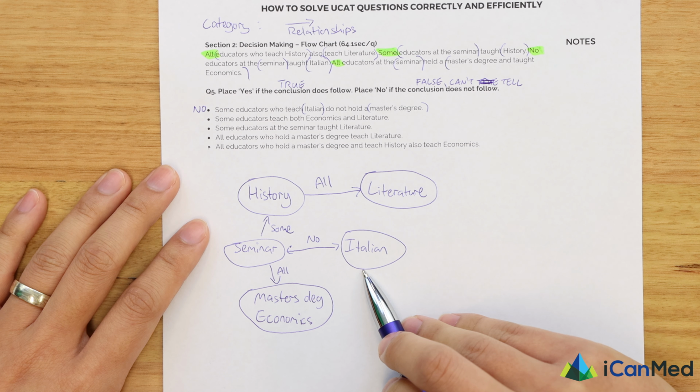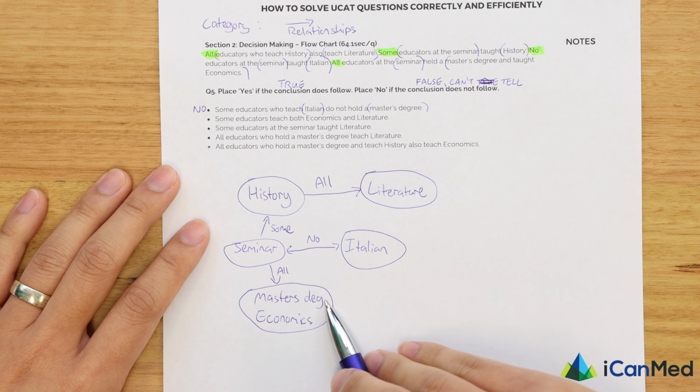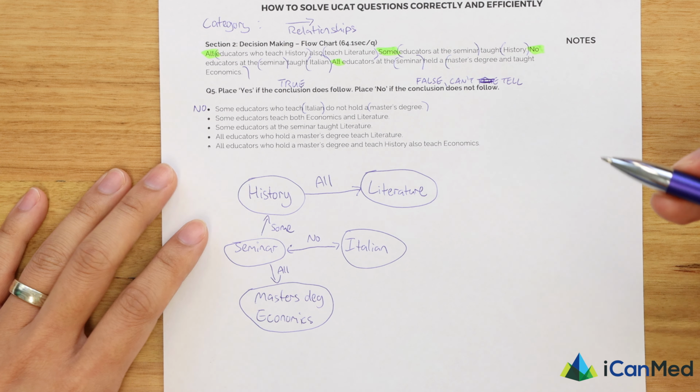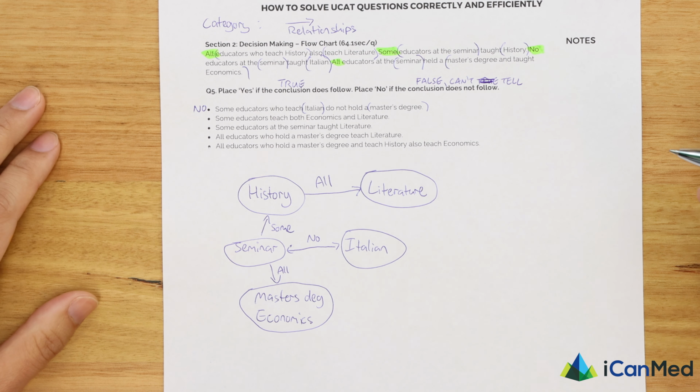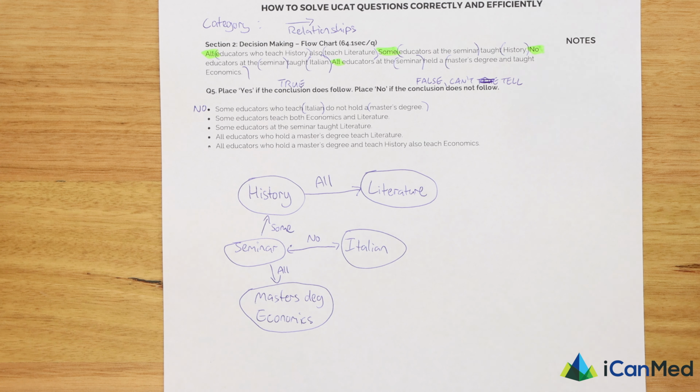So in order to conclude it to be a yes, I needed an arrow from here to here to say no, but that is not the case. Okay, I do not have any arrow, so I cannot conclusively say that all the Italians do not have a master's degree. All I can say is they definitely did not attend the seminar. All right, now the next one.